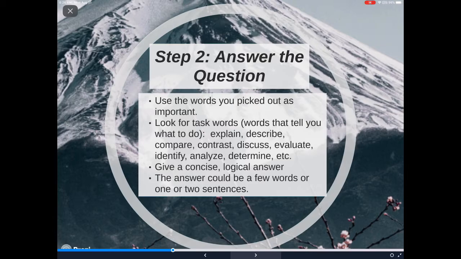And the answer could be a few words or just one or two sentences. It doesn't necessarily have to be just one sentence. It can be. It's really just based on, did you answer the question? That's the question that you need to ask yourself for your P and your A in PACES: did you answer the question? Okay, we're going to look at an example.